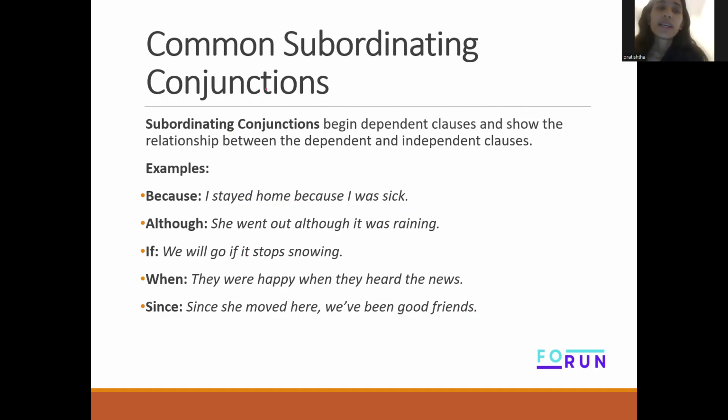Now, common subordinating conjunctions. We have a few subordinating conjunctions that are extremely common. So first of all, what are subordinating conjunctions? They are something that will connect two ideas together. So it usually connects dependent clauses with independent clauses, and they show the relation between them. So because gives reason.